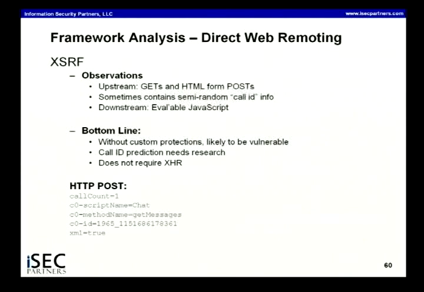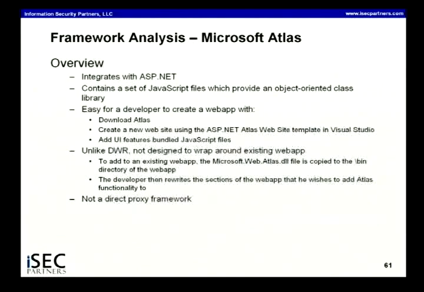The downstream is available JavaScript. The bottom line is, without any custom protections that you build into your app yourself, if you use DWR, you're probably vulnerable to XSRF. Although the call ID prediction stuff needs research. It does not require the XML HTTP object, even though it's an Ajax framework. And so you lose all the protections of doing something like JSON with an XML HTTP that makes it difficult to falsify.